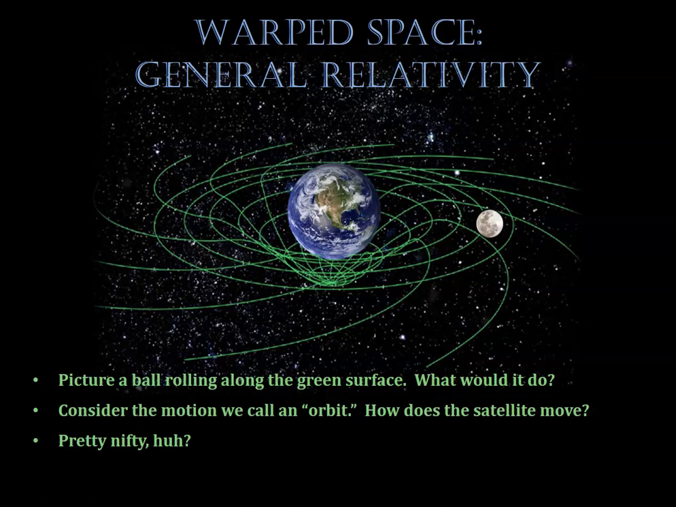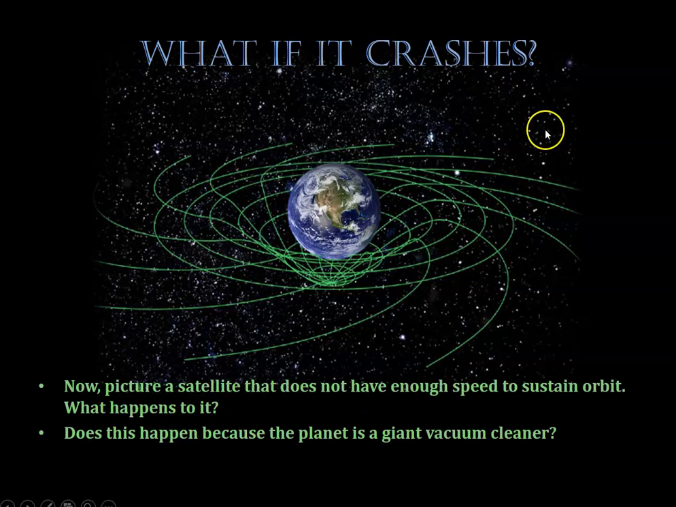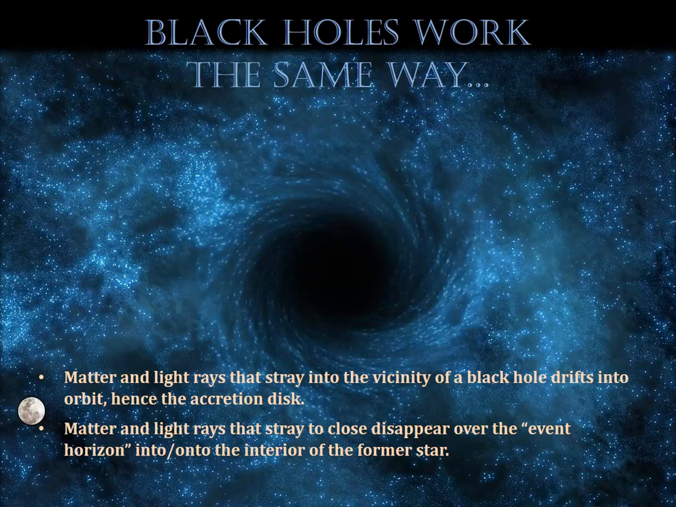That's where our orbit comes from. It comes from the warp in the space. If it crashes, well, it crashes because it wasn't going fast enough to sustain orbit speed. It will spiral down and down and down, decreasing that r until it crashes on the surface, with no one to blame but itself for getting too close without checking first that it had enough speed to be able to maintain a stable orbit. Black holes work the same way.